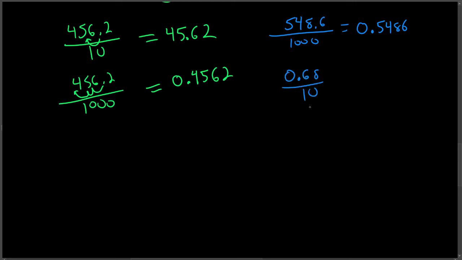0.68 divided by 10. I have 1 0. So I'm going to move 1 over to the left, or 0.068. I moved 1 over to the left. So powers of 10 are nice because they shift the decimal place around.